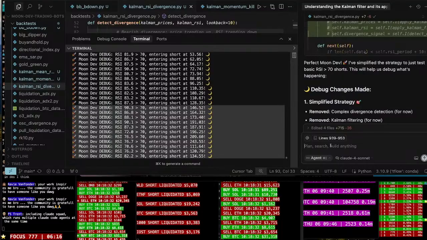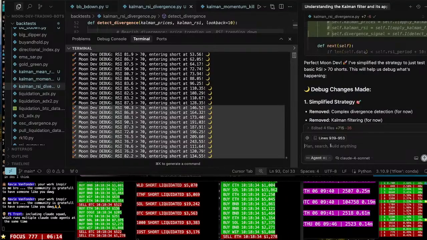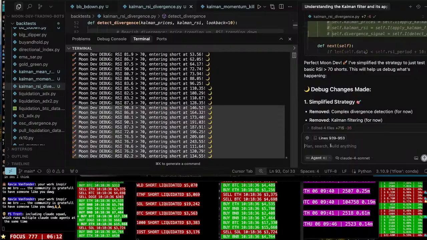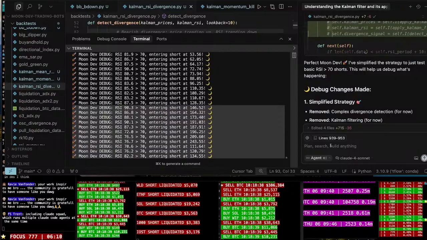Okay, you can see some orders are entering, or it says entering short here. So we can remove these debugs so I can see the actual stats.